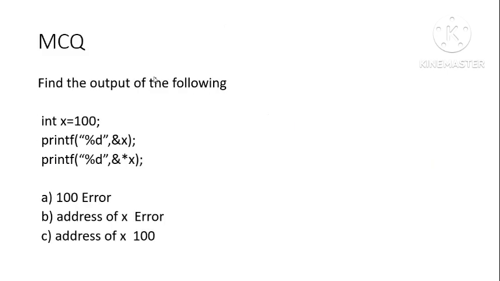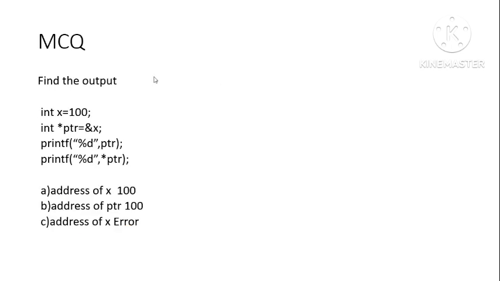Now we'll go with the MCQs. Find the output of the following. Integer x is equal to 100, and I try to print the value of ampersand of x, and the next is star of x. Okay, now what is the output? I have given three options here, but when you use ampersand of x, obviously it is the address of x, isn't it? And when I use star of x, x does not have an address. x has a value called 100. So star cannot be applied on 100 here. So obviously the answer B is the right answer, address of x and error.